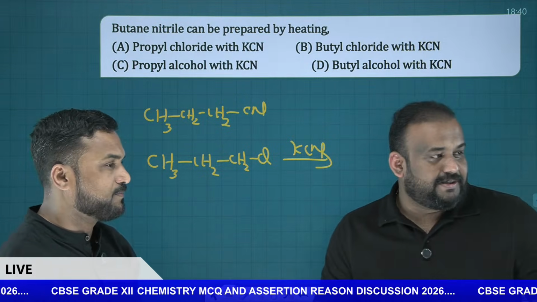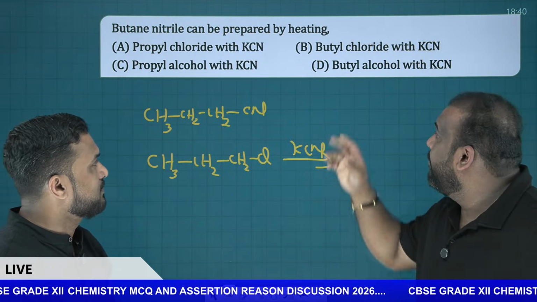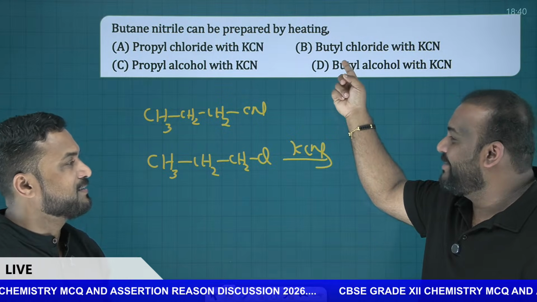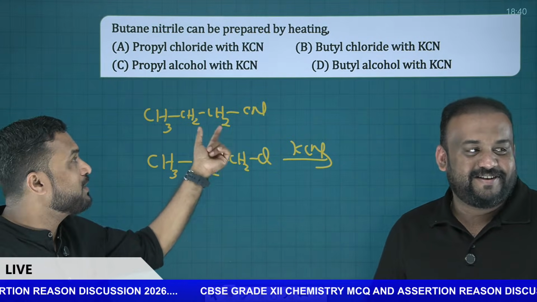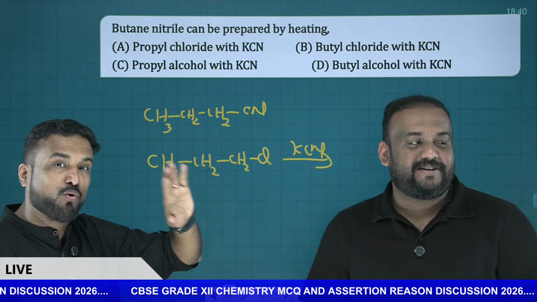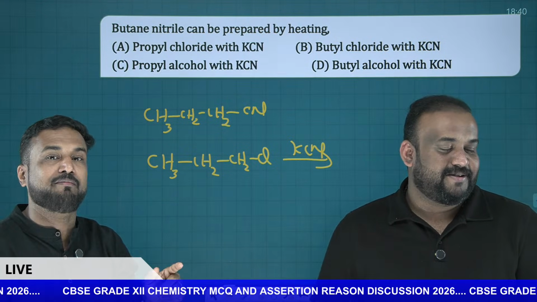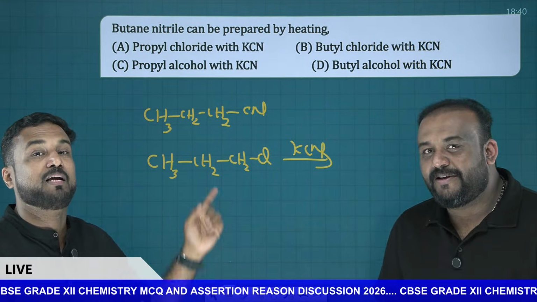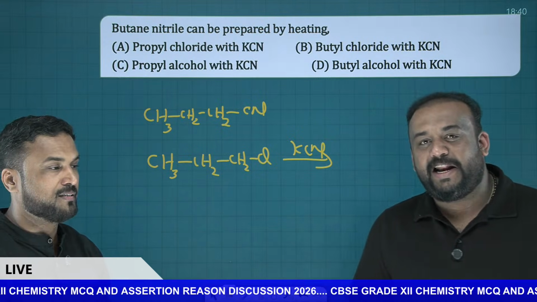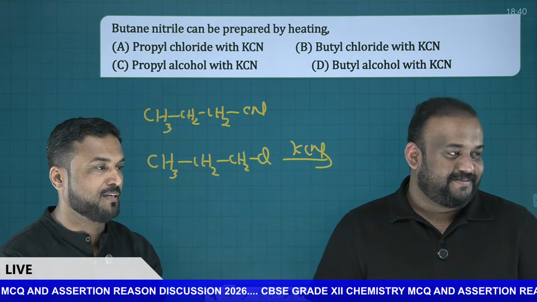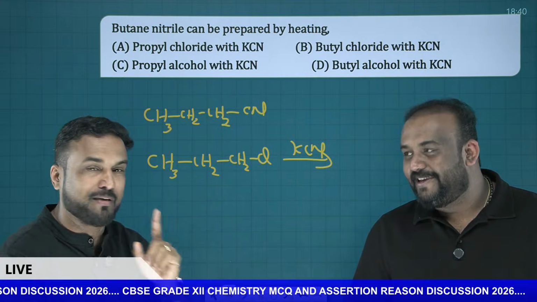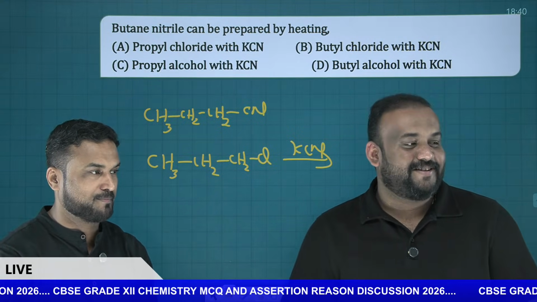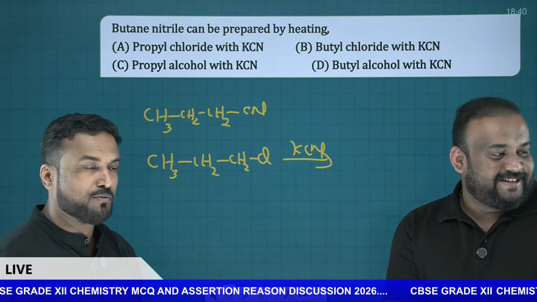Some students have selected B, and the main mistake they might have made is what we just explained. Butyl chloride is a 4-carbon alkyl halide, and when substituted with CN minus, you will get a total of 5 carbons, so it will become pentane nitrile. These are the mistakes. The question seems average, but there are chances to make errors. That type of question they will put.